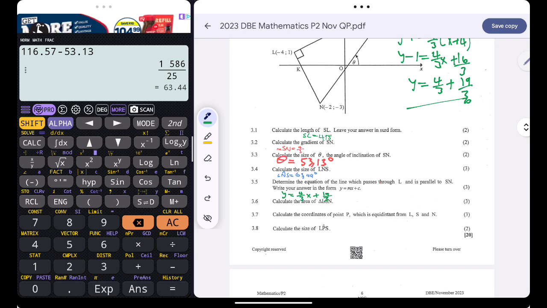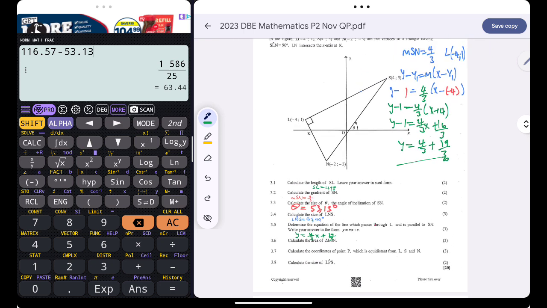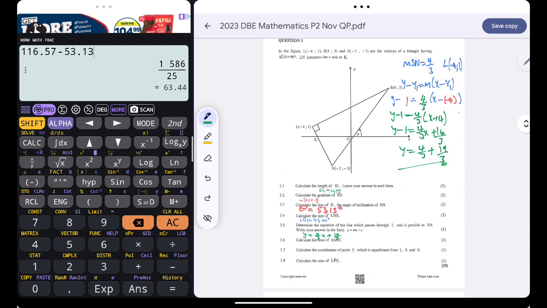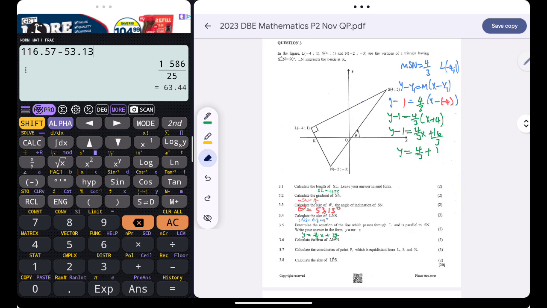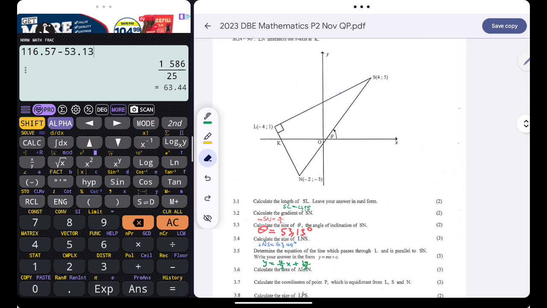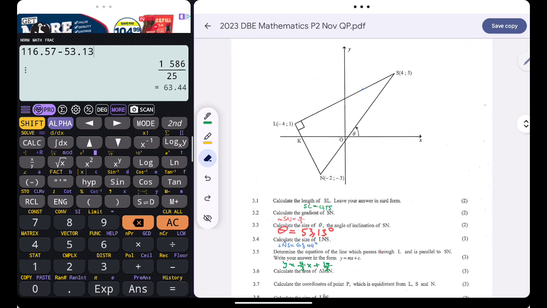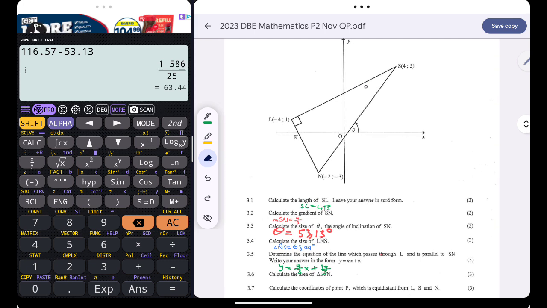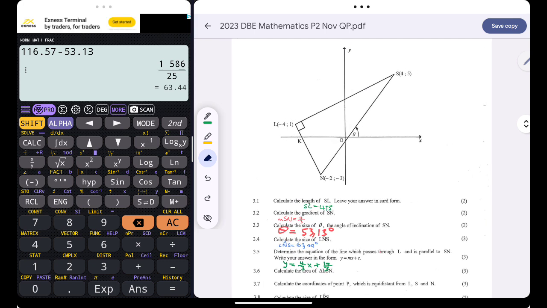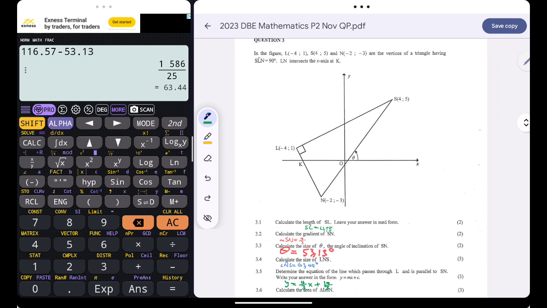Okay. Now they want me to find the area of triangle LSN. Since we have a right angle triangle, guys, I believe it will be simple. We already know the length of LS or SL rather. We just calculated it in 3.1, and that will be our height. All we need to do is to find the length of LN. That's our base. How can we do that?